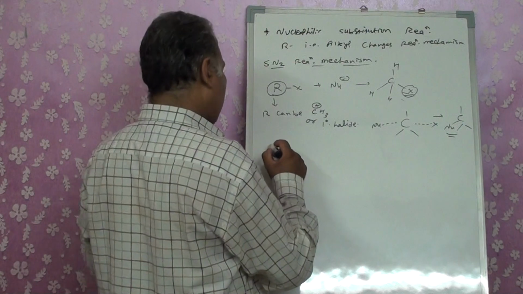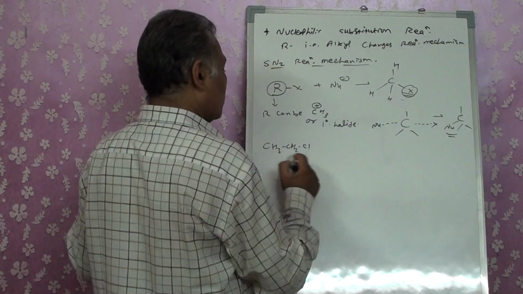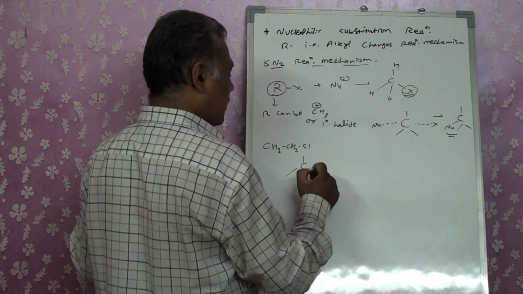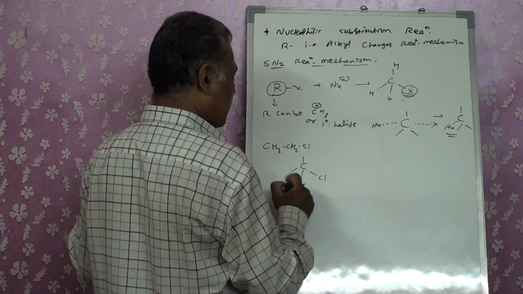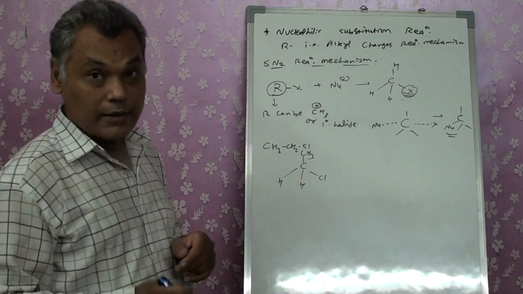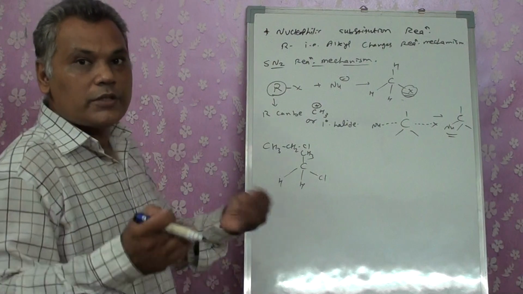Let's take it as an example. CH3CH2Cl. So what does it show? Carbon is there, tetrahedrally bonded, halogen is written over here. I'm having 2 hydrogens and a CH3 group, right? Now carbon is in the front direction that I have shown, towards us.